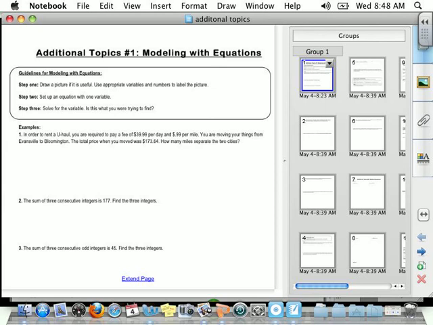Okay, so it says in order to rent a U-Haul, you're required to pay a fee of $39.99 per day and 99 cents per mile. You're moving your things from Evansville to Bloomington, so you're doing this all in one day. You're not going to take multiple days. The total price when you moved was $173.64. How many miles separate the two cities? Okay. So who can come up with an equation for this?